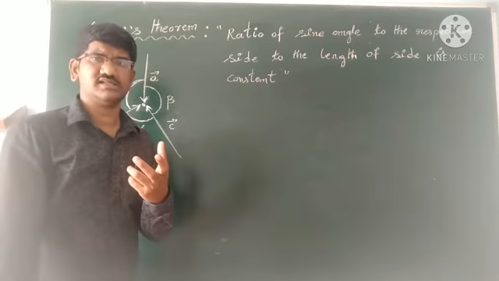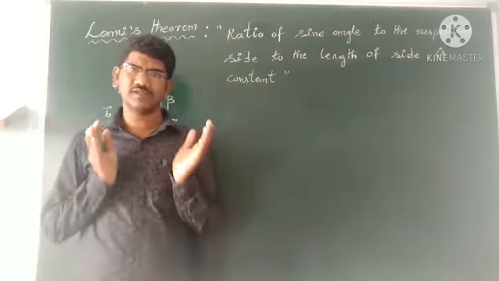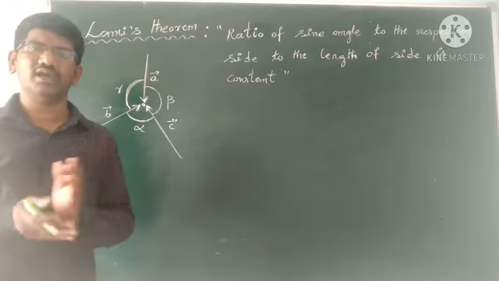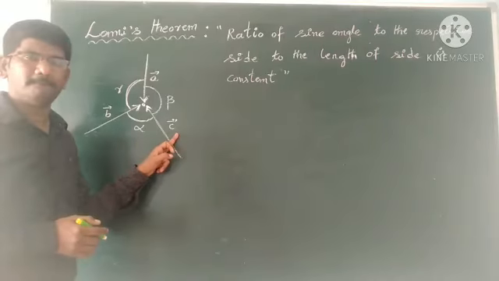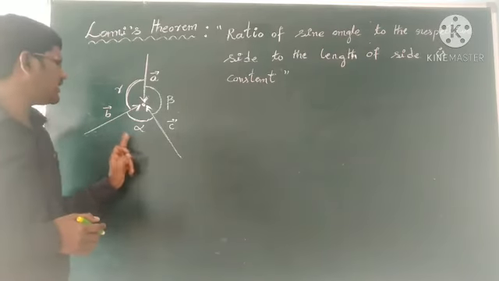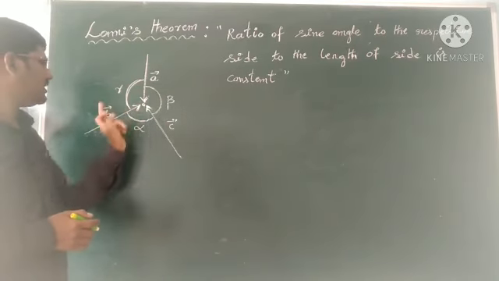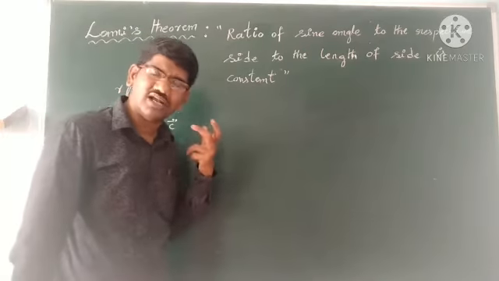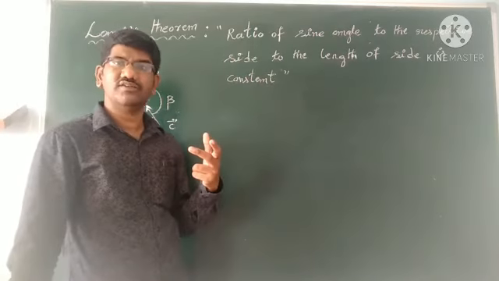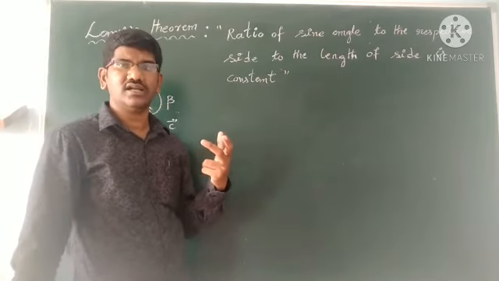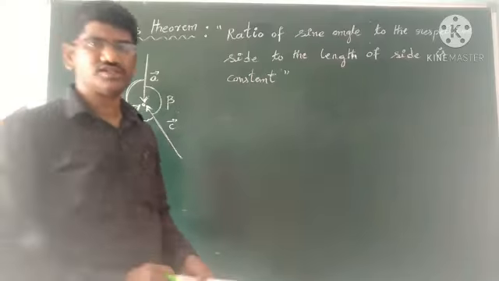So if three forces or three vectors act at a point simultaneously and keep the particle in equilibrium, and let those three vectors be A bar, B bar and C bar, the angle between B and C is alpha, the angle between C and A is called gamma, and the angle between A and B is called beta. Then according to Lami's theorem, the ratio of sine angle to the respective side, by the length of the side, always remains constant.